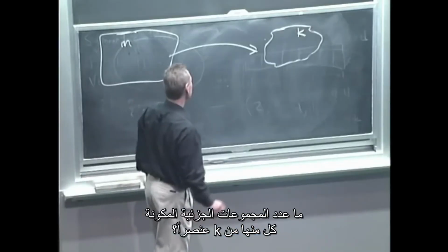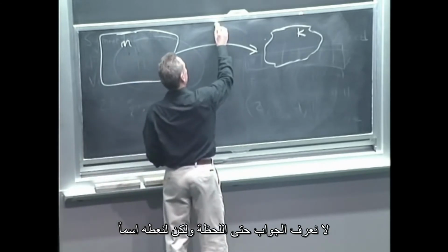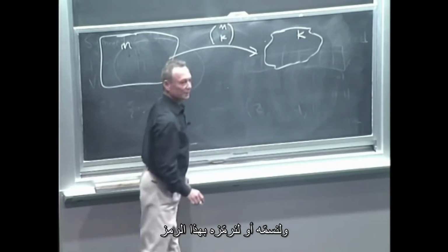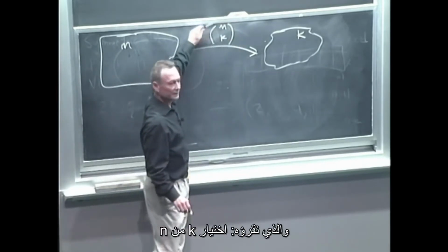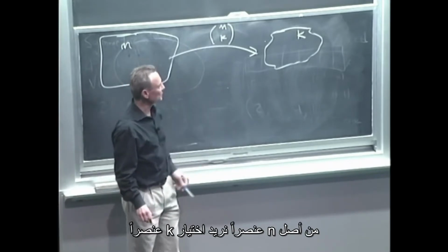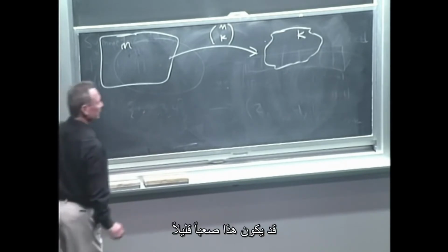How many k-element subsets are there? We don't yet know the answer, but let's give a name to it. And the name is going to be this particular symbol, which we read as n choose k. Out of n elements, we want to choose k of them. Okay. That may be a little tricky.